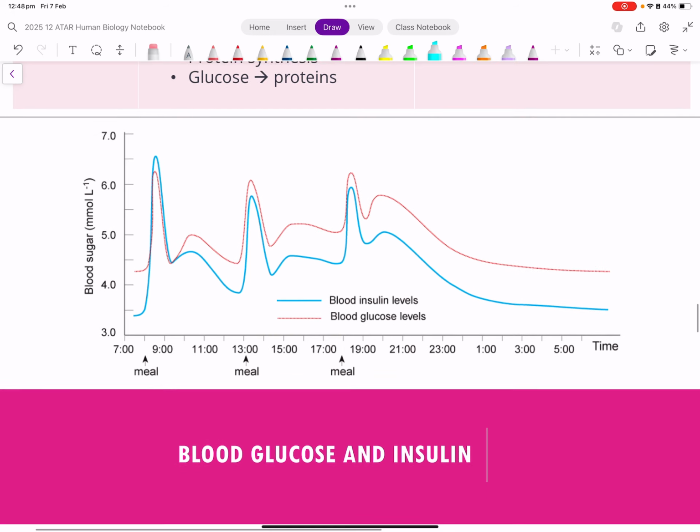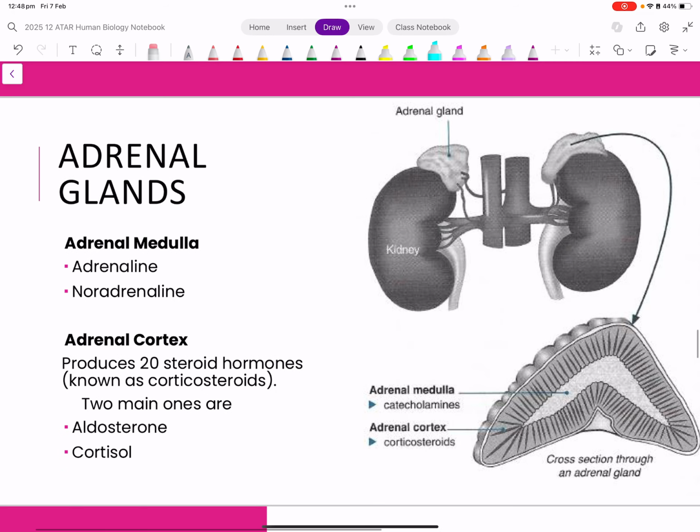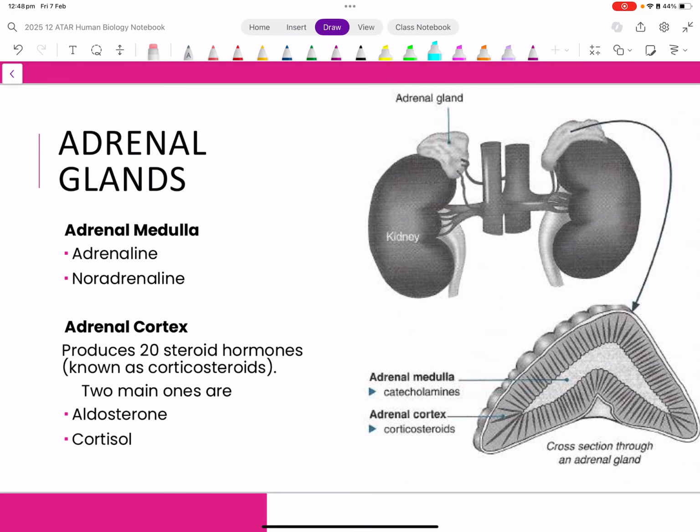Moving on down, we're going to skip over blood glucose and insulin for now to talk about the adrenal glands. The adrenal glands are made up of two key structures. The first structure is the adrenal medulla, which is found inside the adrenal gland, and is responsible for releasing adrenaline and noradrenaline. They do have different functions, these two hormones, but they are very similar, and so in year 12 we largely group them together.